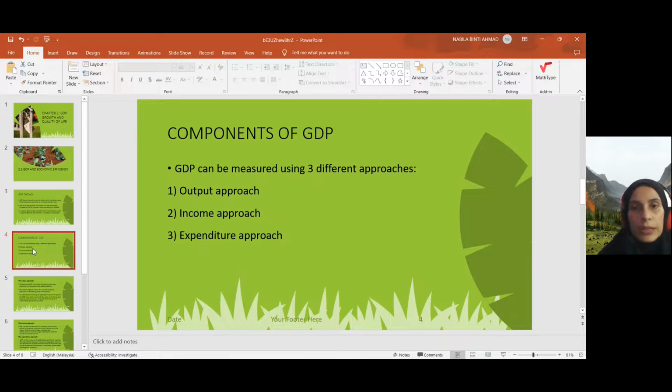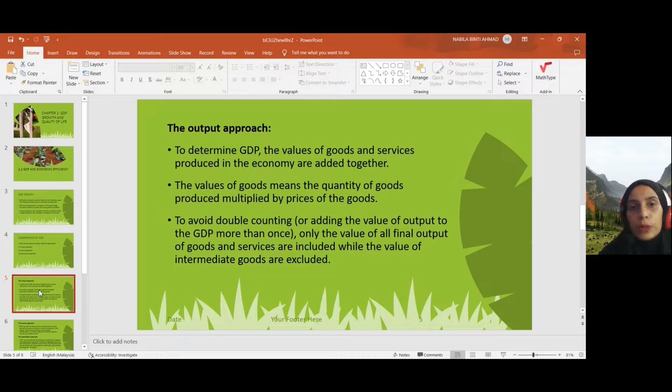And what are the components of GDP? So we have three different approaches to calculate the conventional GDP. We have output approach, income approach, as well as expenditure approach. For the output approach, in order to determine the GDP, the value of goods and services produced in the economy will be added together. And the value of goods means the quantity of goods produced multiplied by prices of the goods. And to avoid double counting, we only measure the final output of goods and also services, and the intermediate output will be excluded.